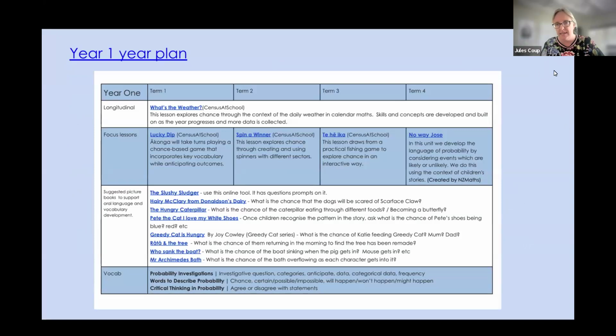So here's the year 1 plan. You can see the longitudinal lesson is What's the Weather. We've got 4 focus lessons. The first 3 we've written together, and the last one is actually from NZ Maths. You can find that on Tahurangi. The link is there. There's a whole lot of picture books, and then some particular vocabulary down the bottom. You'll notice phrases like categorical data and frequency. Our year 1 children really need exposure to this vocabulary, because it won't be long before they're using it themselves. It's about making that vocab come alive for them.